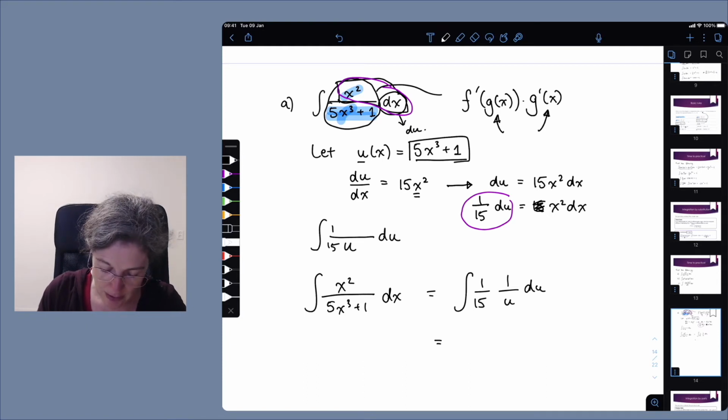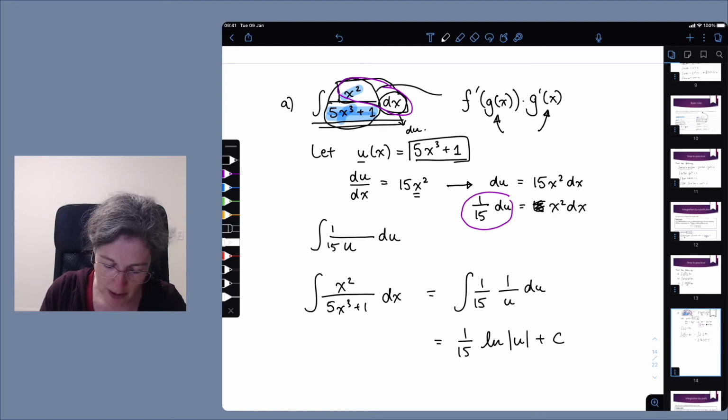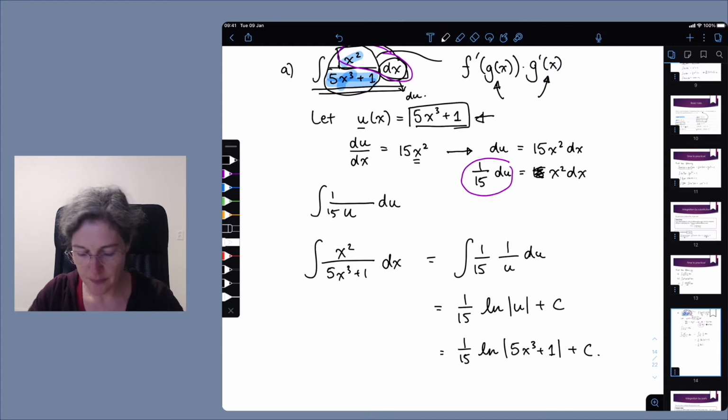So if we find the antiderivative here, it's going to be 1 over 15 natural log of the absolute value of u plus c. We're not quite home and dry because our original function was in terms of x. So now we just go back and replace our u's with x's. So we've got 1 over 15 natural log of the absolute value of 5x cubed plus 1 plus c.